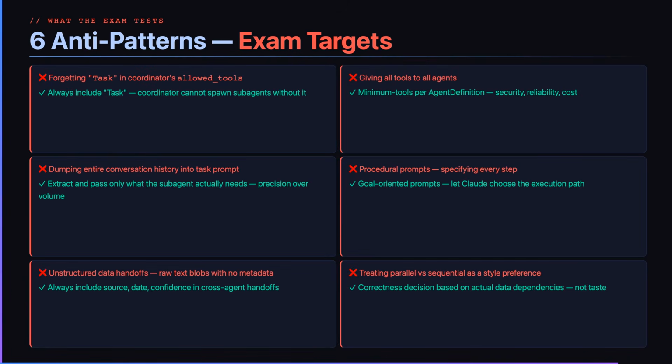Anti-pattern 6. Treating parallel versus sequential as a style choice. It's a correctness decision based on actual data dependencies. Get this wrong, and you break task sequencing.